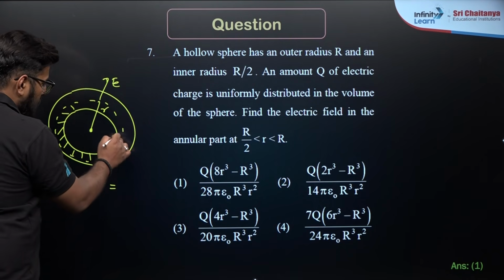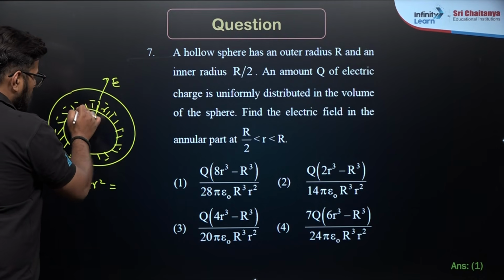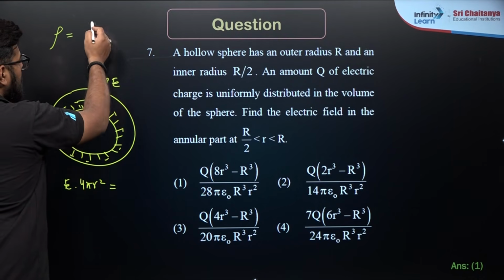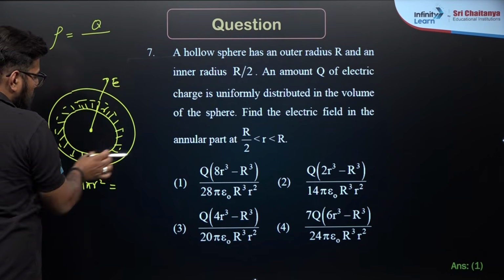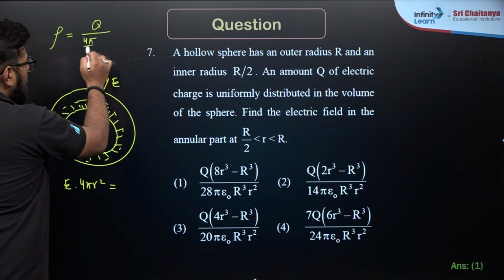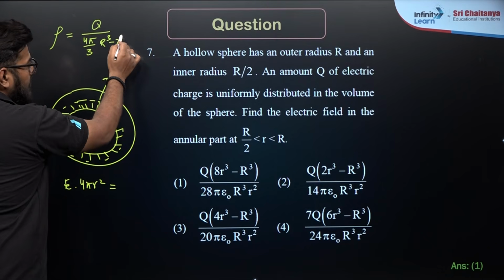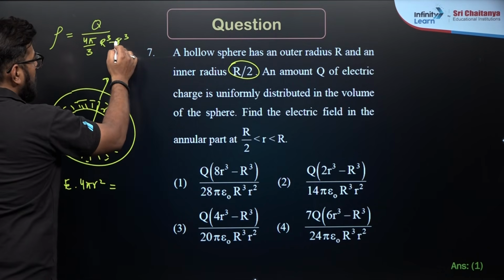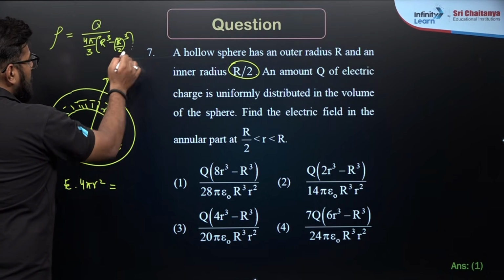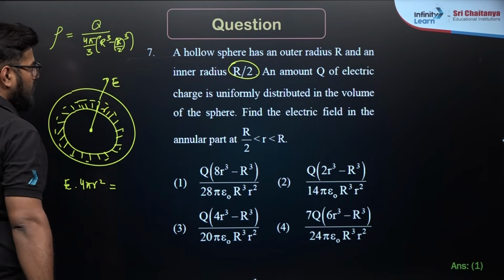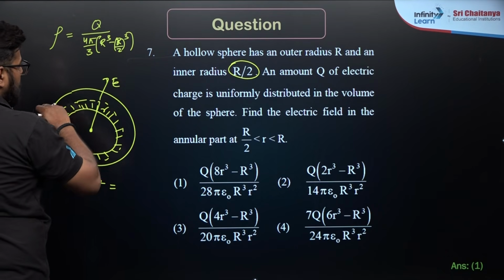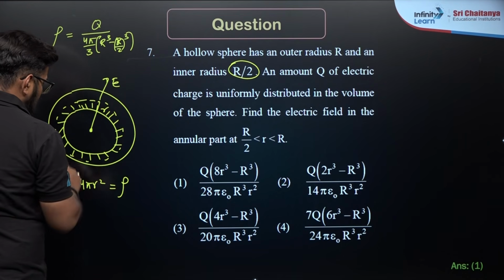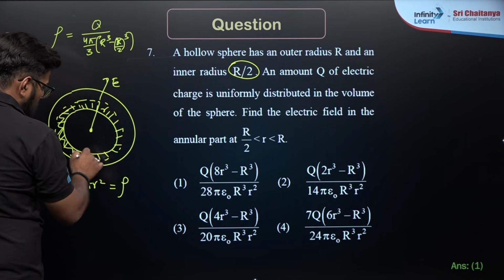Now how are you going to find the charge over here? You will first have to define rho. Rho is the total charge Q upon the volume which is present, which is 4 pi by 3 times capital R cube minus small r cube, and the small r is given as R by 2. So this is R by 2 whole cube, correct? From here you will get R cube minus R cube by 8, which is going to be 7 R cube by 8. This will be the rho. Now once you have defined rho, rho into this volume. Now how much will this volume be?